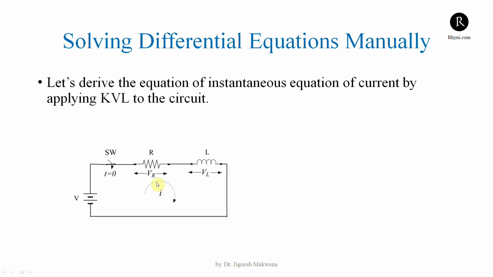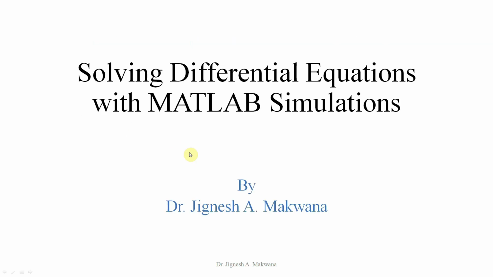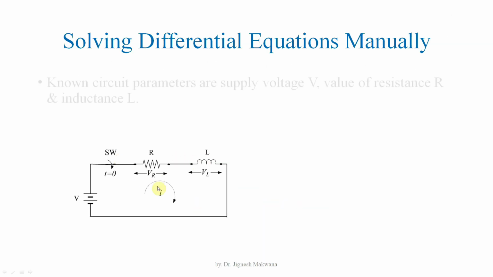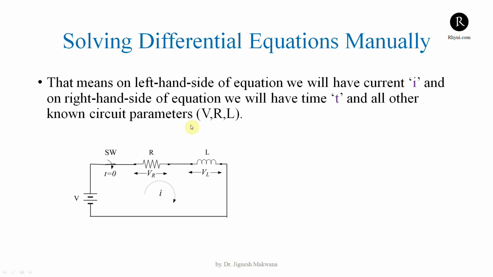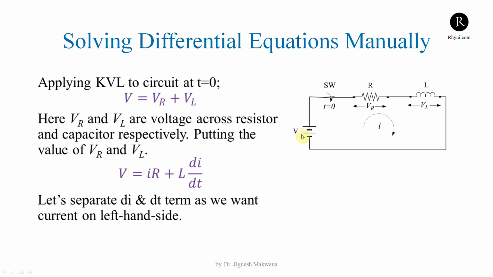To find this current: it will not be constant due to inductance, it will rise exponentially, and at any instant the value of current will be different from the steady state. By applying KVL to this circuit, we can solve this differential equation. But let's first derive the differential equation by applying KVL. Then we will have this differential equation: V is equal to IR plus L di by dt. I am not going into a deep discussion of the electric circuit. We are interested in this differential equation and in solving it.